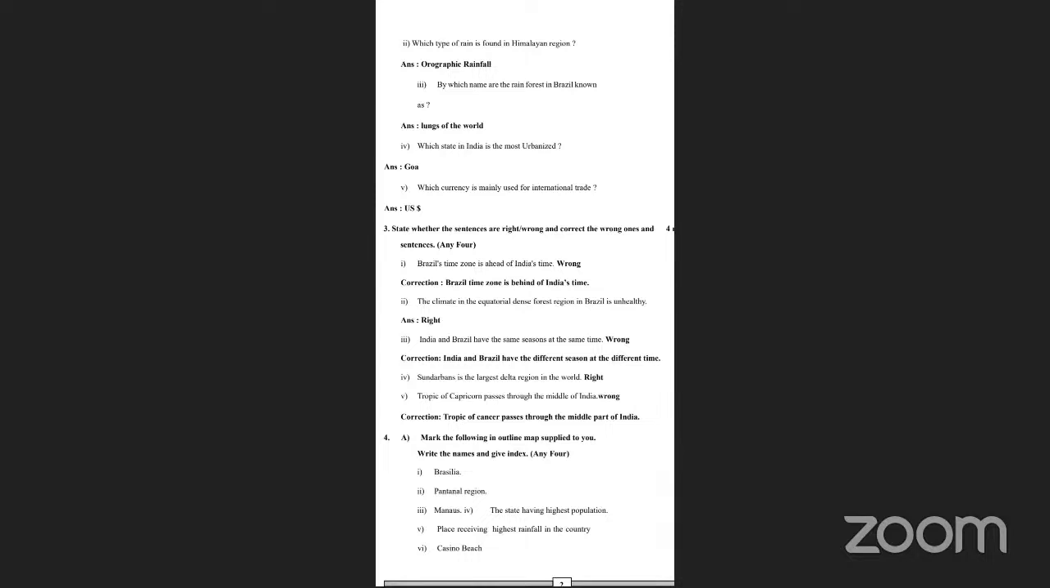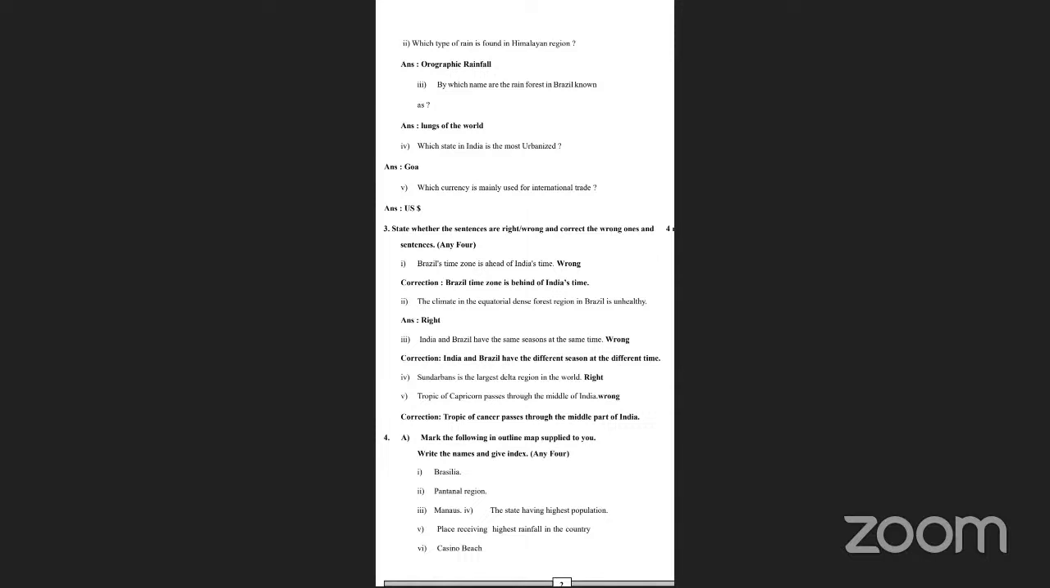Second one, the climate in the equatorial dense forest region in Brazil is unhealthy. Answer is right. It is not very healthy because of the high humidity, hot conditions and luxuriant growth of a variety of creepers and trees in this area. This region experiences rainfall every day at noon, which creates unhealthy climatic conditions for human beings. So the sentence is right. Next, India and Brazil have the same seasons at the same time. It's wrong. India and Brazil have different seasons at different times.